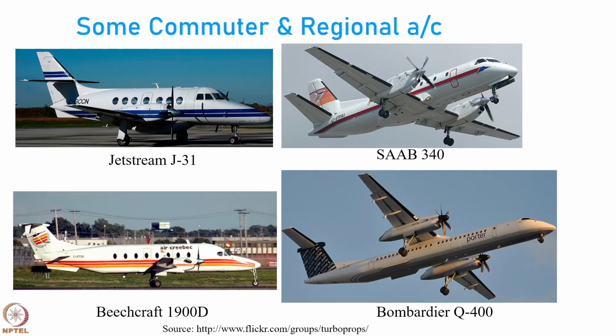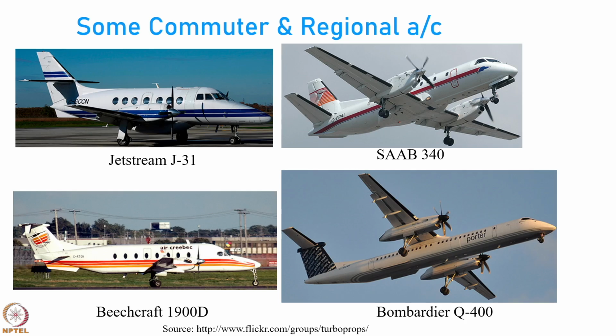Now, here is an image or images of some very popular aircraft. On the left hand side you have two commuter aircraft, the Beechcraft 1900D and the Jetstream J31. They are now both almost obsolete. We don't see them flying too much nowadays, but in their heydays they were very popular as commuter aircraft.